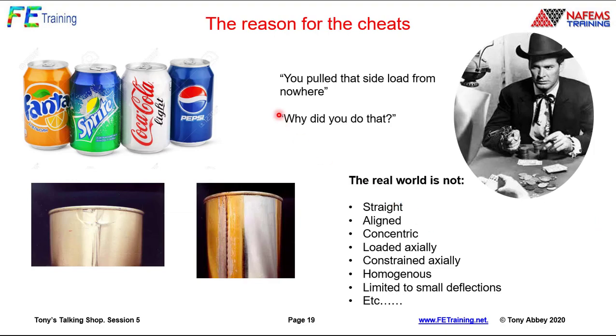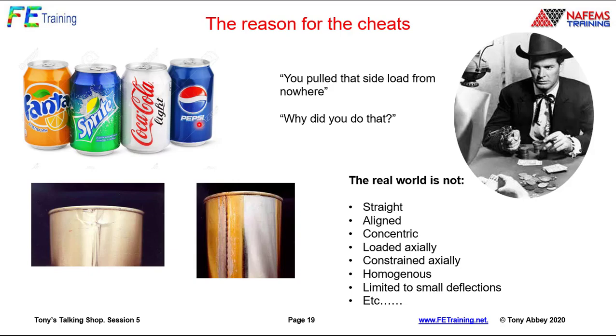So again, the reason for the cheat. James is saying, you pulled that side load from nowhere. Why did you do that? Well, I've got a bunch of soft drink cans in here. And one, no, they're all soft drink. I thought that was a Coors Light for a second. All soft drinks, and basically nice straight walls.